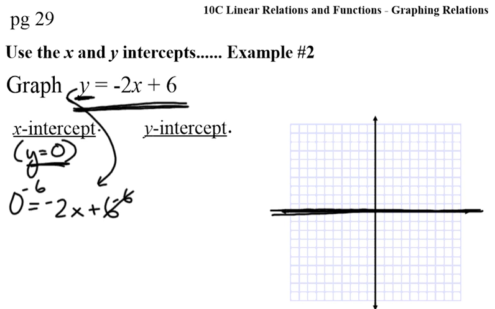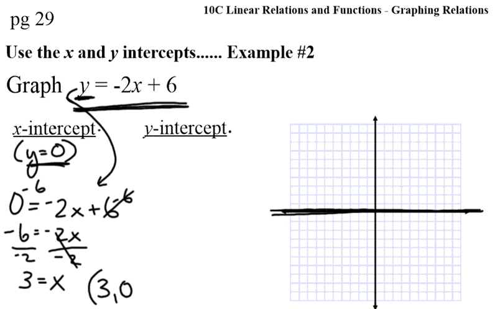Algebraically, subtract 6, divide by negative 2, and we get 3 as our x value. What does that tell us? That gives us the x-intercept. X is 3 when y is 0. There's the x-intercept, which makes sense. At (3, 0), 3 to the right, 0 up and down, we are intersecting the x-axis. And that's what we wanted to do.